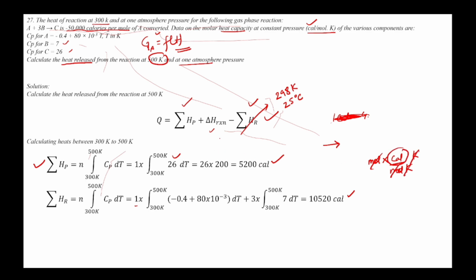Here calorie only, here calorie only, but delta H reaction is in calorie per mole. So we have to multiply with the conversion. How much A is converted? A is converting 1, that is complete, because there is no A in the product. So 1 mole will come, mole cancels. Now we can put in the values. So this is the answer.